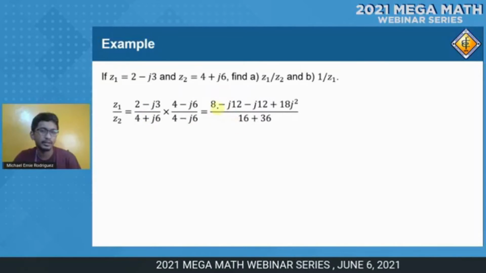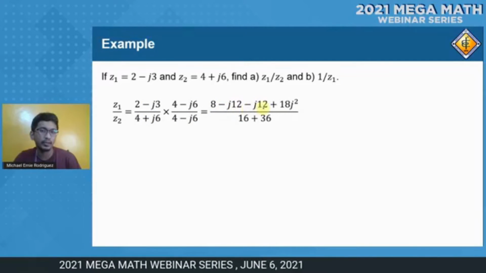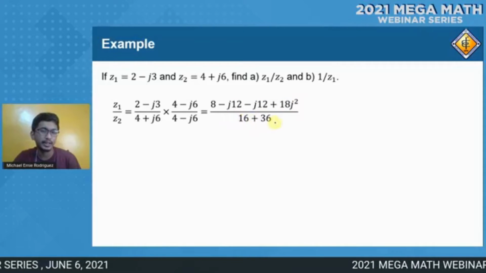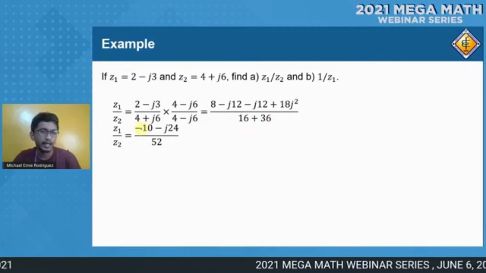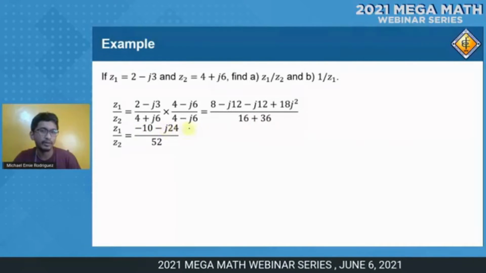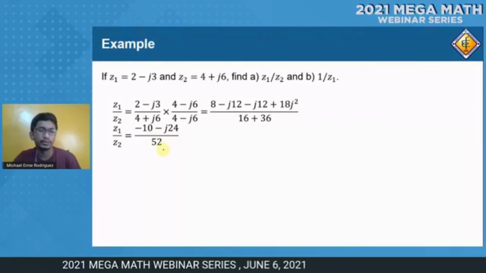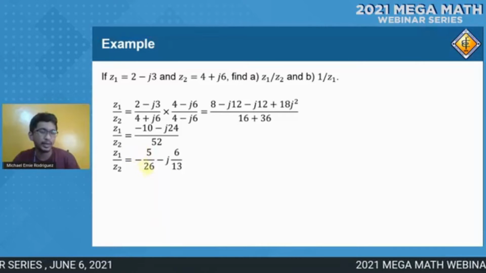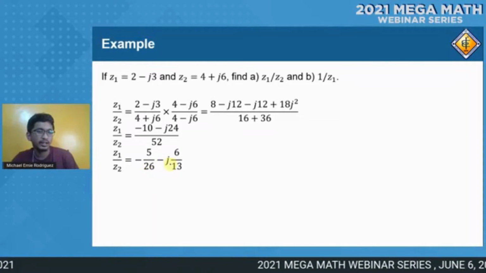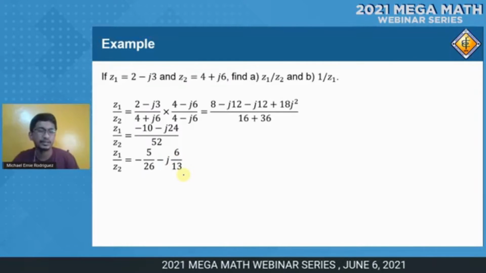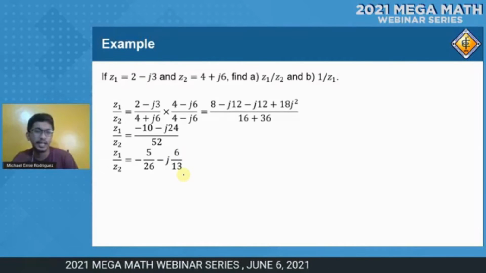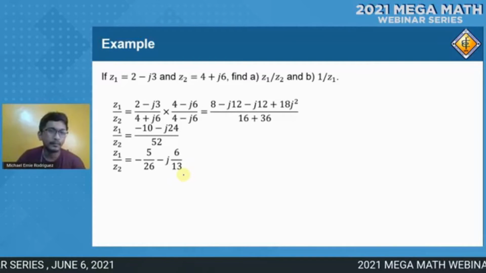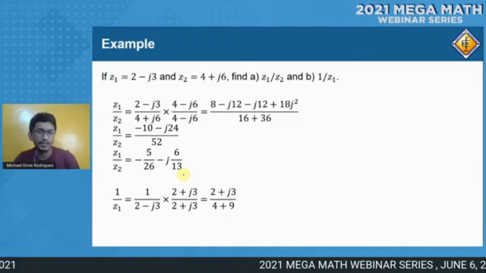We have this. So we have 8 minus J12 minus J12 plus 18J squared over 16 plus 36. And then we have negative 10 minus J24 over 52. And then we simplify this. So we have negative 5 over 26 minus J6 over 13. With the calculator, it is the same approach. You just input the complex number. And then 1 over Z1 pa pala.